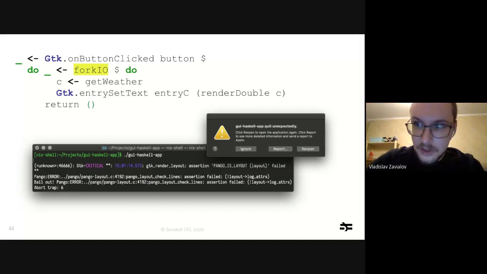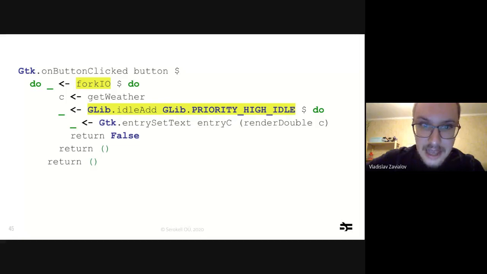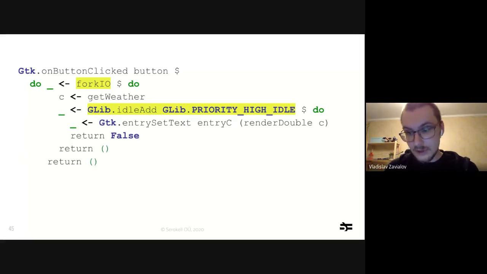So once you've done fork IO, you must be very careful not to call GTK methods, not to access data within GTK widgets. What you must do instead is to add another IO callback to the queue using the idle add function. So there is a queue of things to be executed by the main GTK thread, and you can add tasks to it.